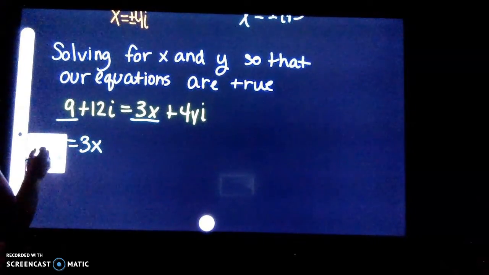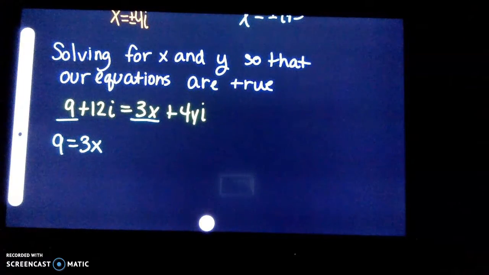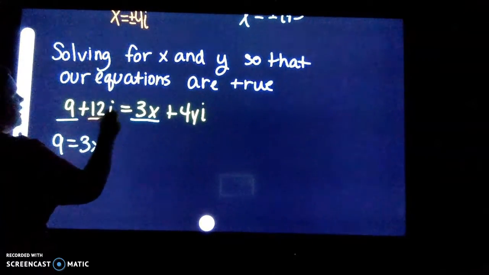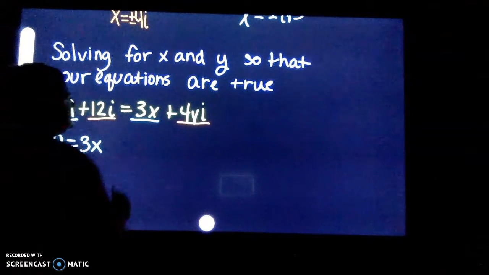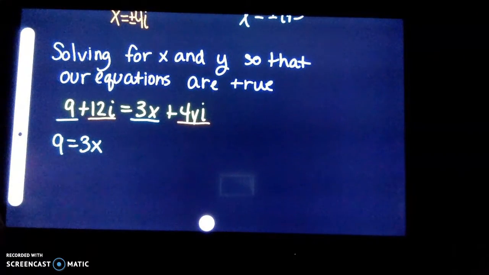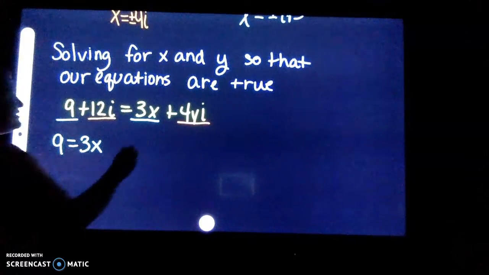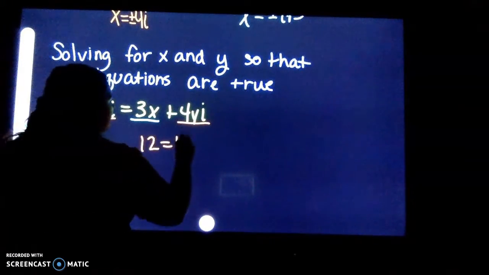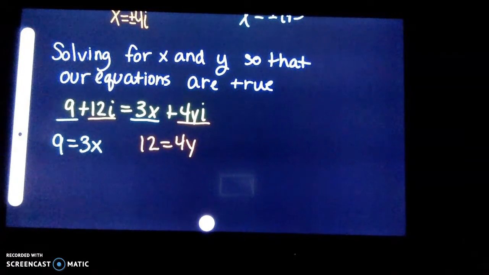But I don't just have real parts in these complex numbers, right? I have the imaginary portion. So here I have 12i is equal to 4yi. The i really doesn't matter. I'm more interested in the number in front of it. So I'm going to say that 12 is equal to 4y because I just need the numbers in front of the i's to match.